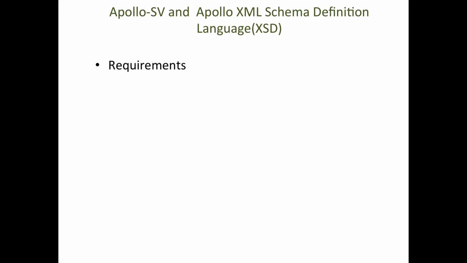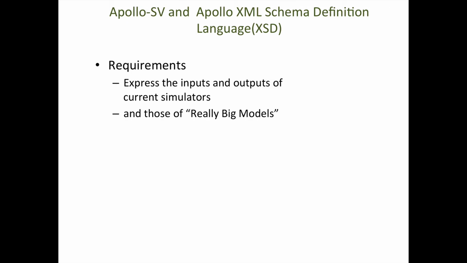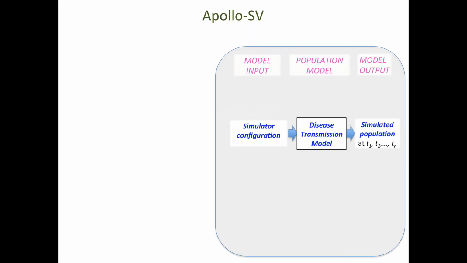It must be expressive enough to represent the inputs and outputs of the current simulators, and also those of yet-to-be-built really big models involving multiple pathogen and host species interacting in complex environments. Our process examines existing epidemic simulators from broader perspectives. Apollo SV treats epidemic simulators as a kind of disease transmission model, which in turn is a kind of population model. Apollo SV considers population models to be algorithms with inputs and outputs.